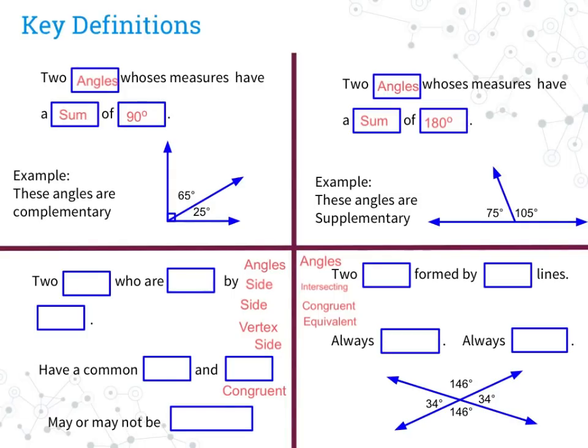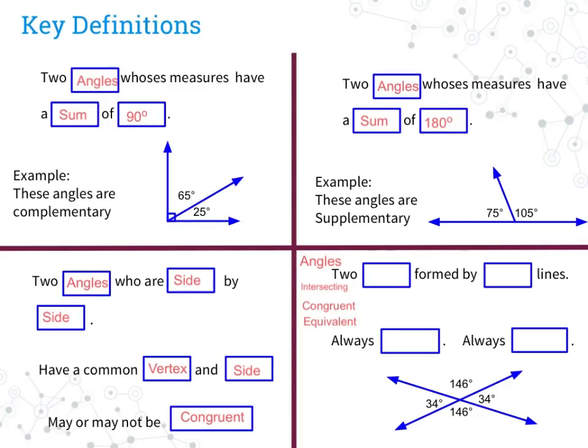The third angle relationship that we're going to talk about is when we have two angles who are side by side and they have a common vertex and side. They may or may not be congruent. These angles are known as adjacent. Adjacent just means next to, but it doesn't have any specific particular relationship that makes it important, other than the fact that they share a vertex and they share a side. So that again is adjacent.